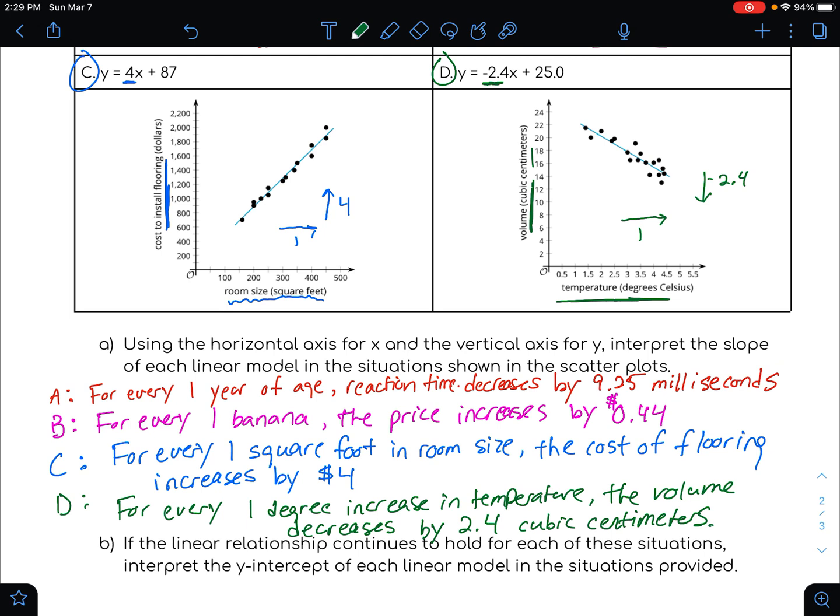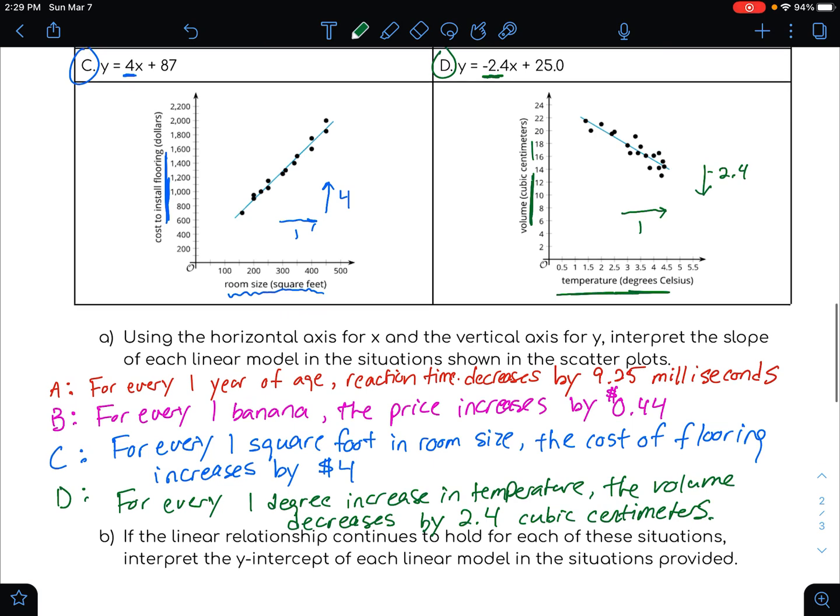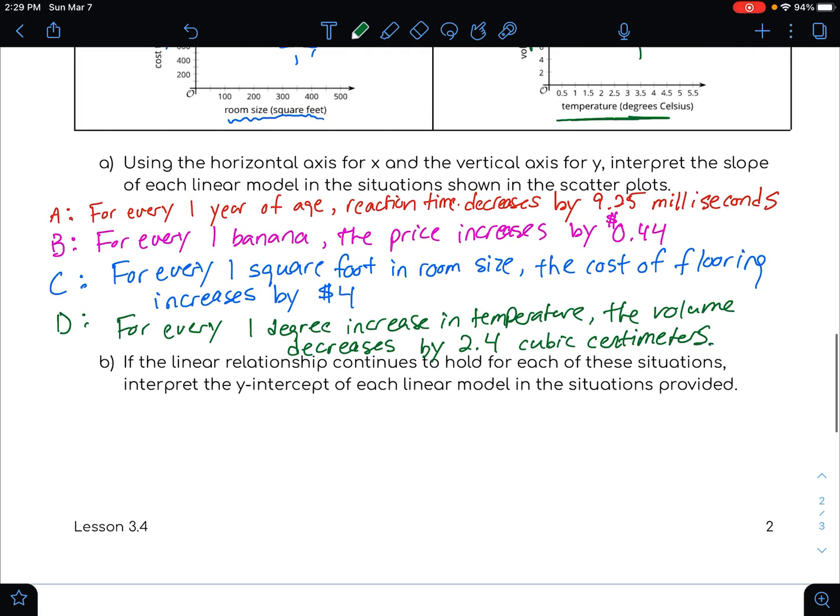Okay, so hopefully you're getting used to how we think about that and the meaning of the slope. It's the change in y for every 1x, and then we can put that into the context of the situation. All right, let's do the same thing now. If the linear relationship continues to hold for each of these situations, interpret the y-intercept of each linear model in the situations provided.